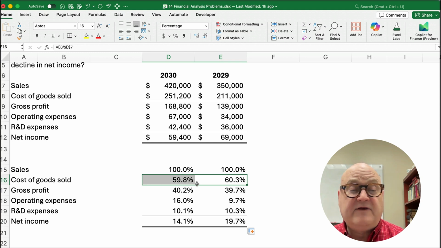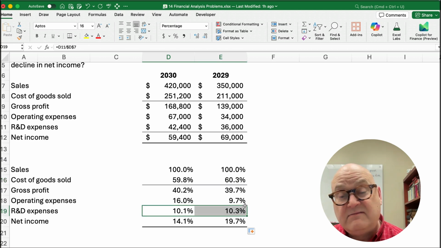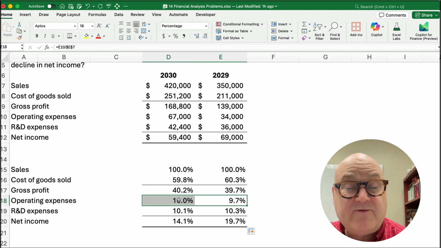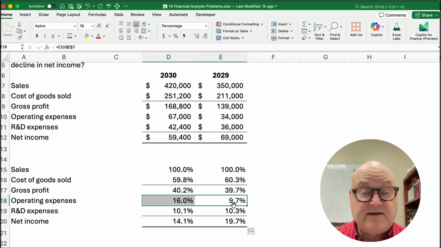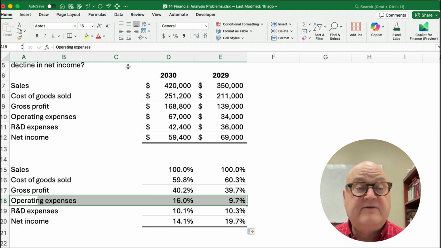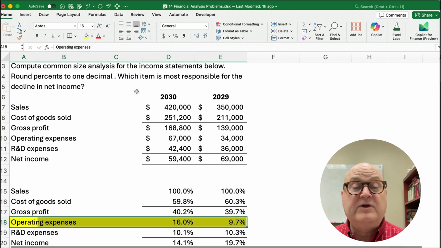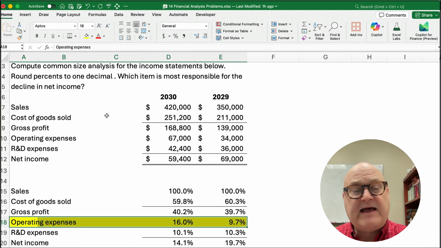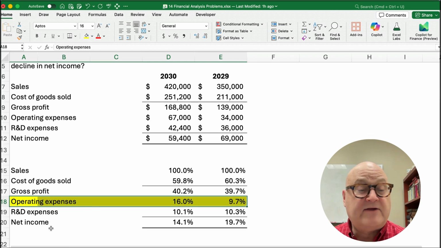So let's look and figure out what's the big difference? Why did our net income go from 69 down to 59? Well, our cost of goods sold is about the same. Our research and development is about 10%. But the operating expenses went from about 9.7% to 16%. So the big difference is we're going to highlight this and show, hey, this is the reason. Which item is most responsible for the decline in net income? It's because our operating expenses went up.